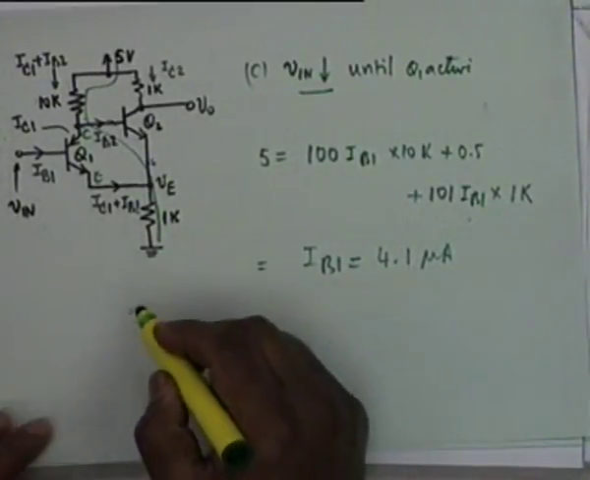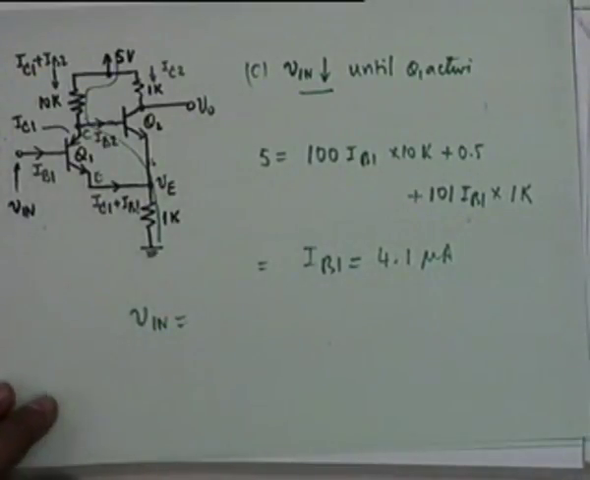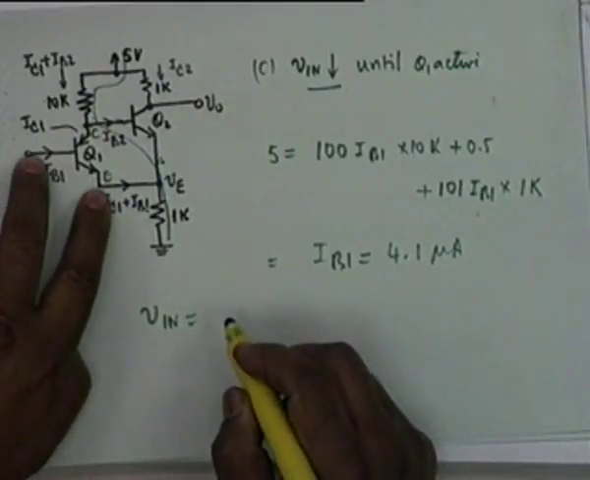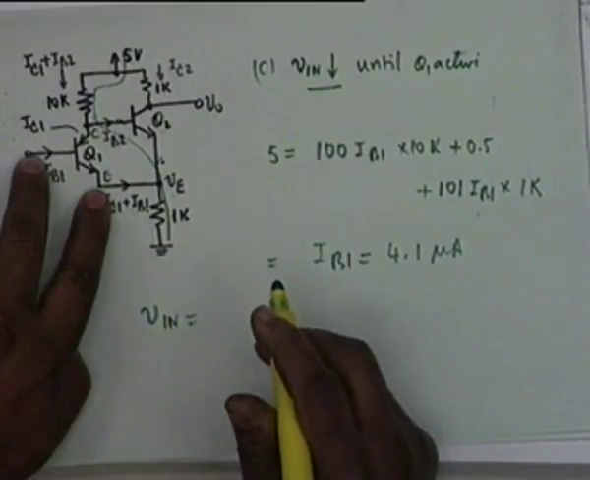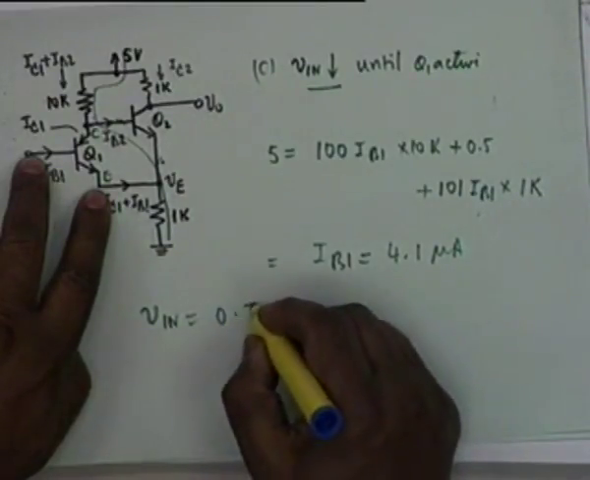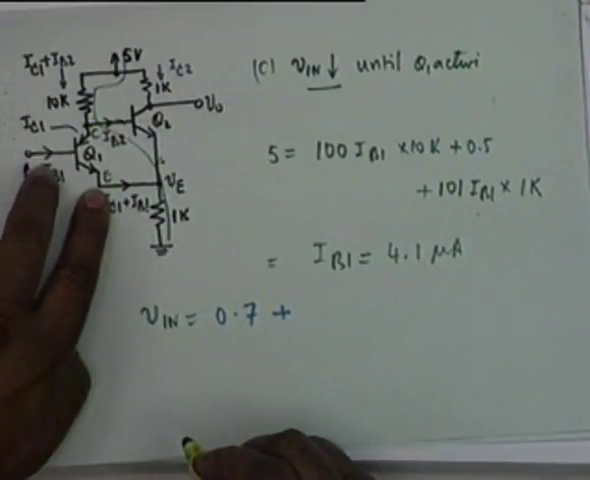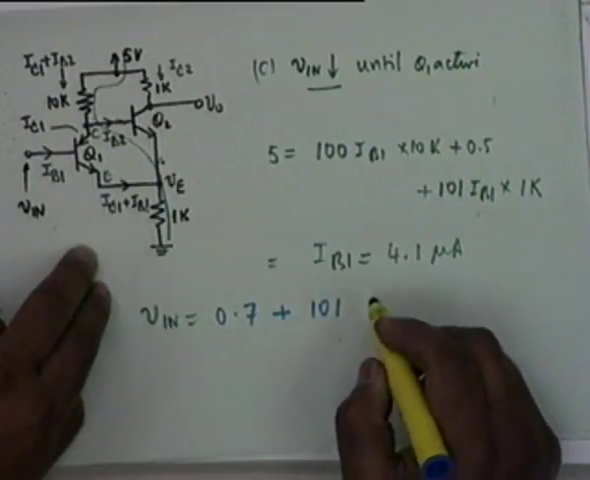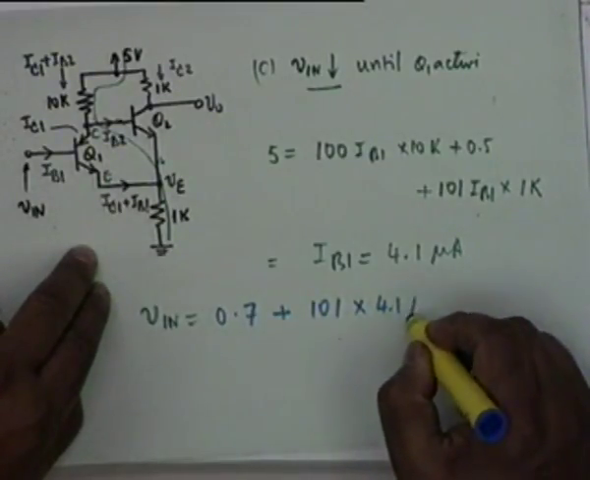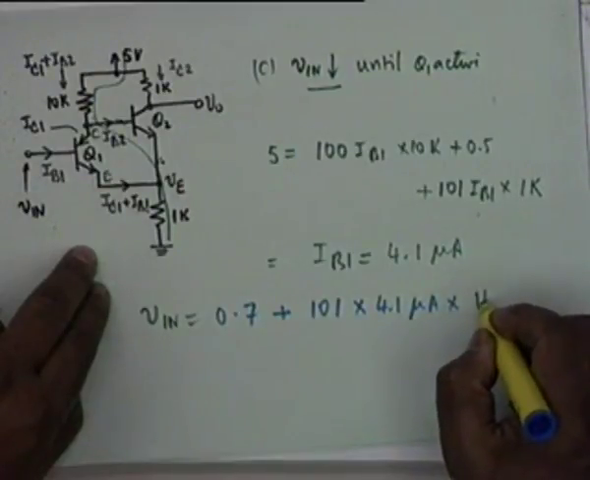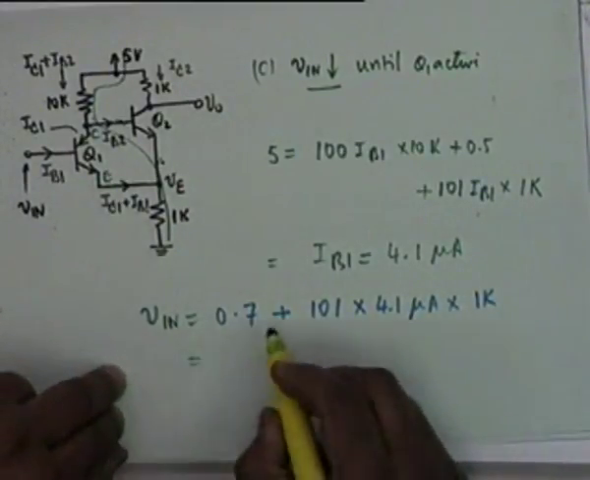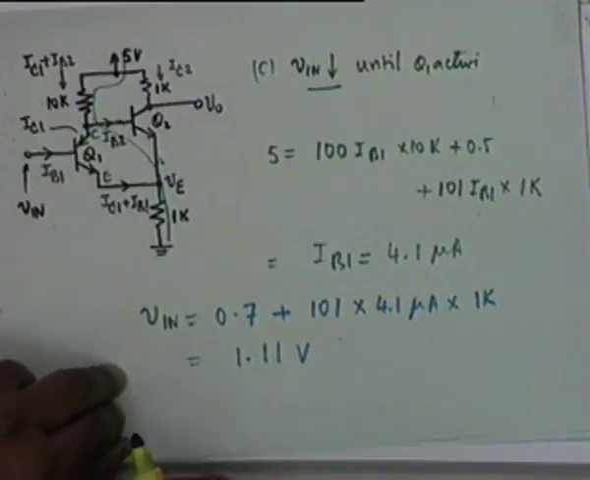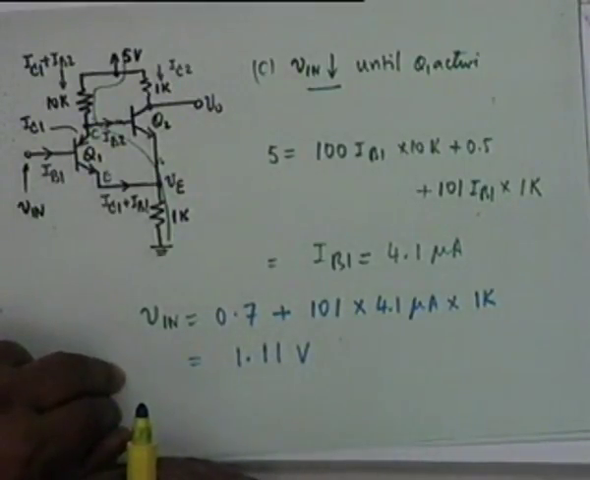So what is V in then? What is the value of V in? V in is Q1's VBE1, which is in the active region, so it is 0.7, plus this voltage VE, which is equal to 101 times 4.1 microampere multiplied by 1K. Therefore, this V in is surprisingly 1.11 volt.